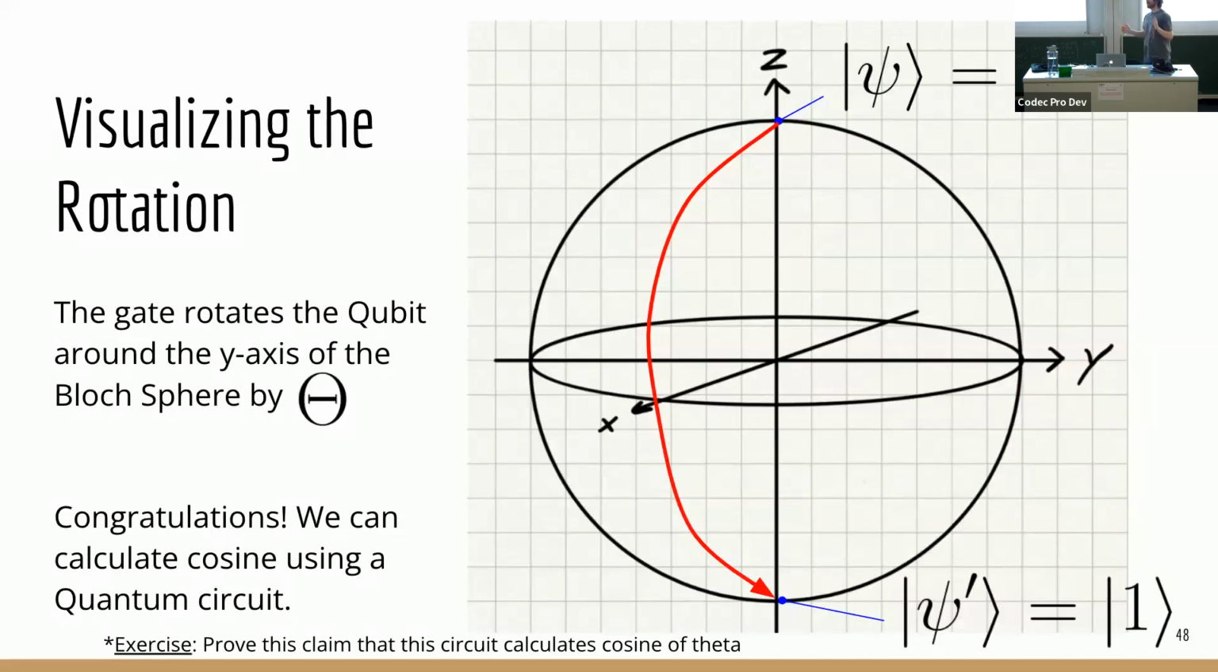And you can pat yourselves on the back. Congratulations. You've managed to model a sinusoidal function using a quantum circuit. So, perhaps the first slightly practical application of a quantum computer so far. And I leave it to you to prove that the circuit actually calculates the cosine of theta. It's a little bit more involved because you have to consider what expected value measurements do, but it should evaluate to the cosine of theta.